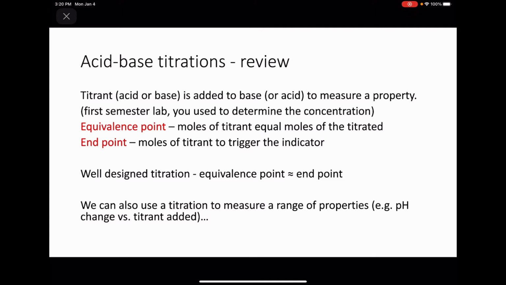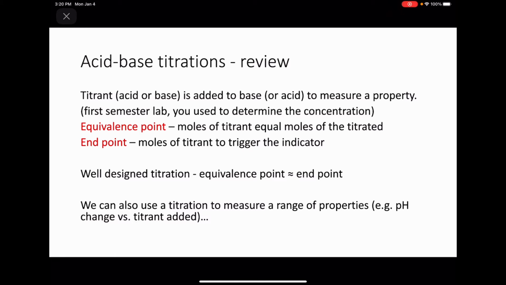The endpoint was the moles of titrant that triggered the indicator, and of course, if you had a well-designed titration, your endpoint and your equivalence point should be very similar. For example, the indicator was your phenolphthalein turning from clear to a pink or almost purple color, right? In that case, we were doing single-output titrations, but we can also use a titration to measure a range of properties.